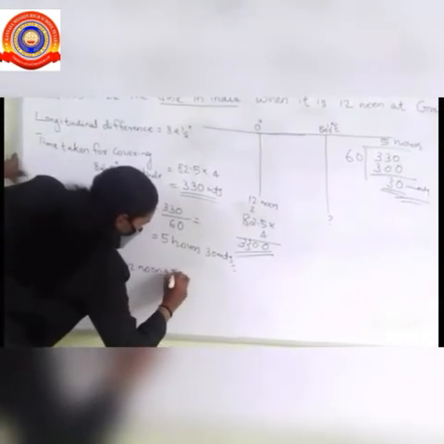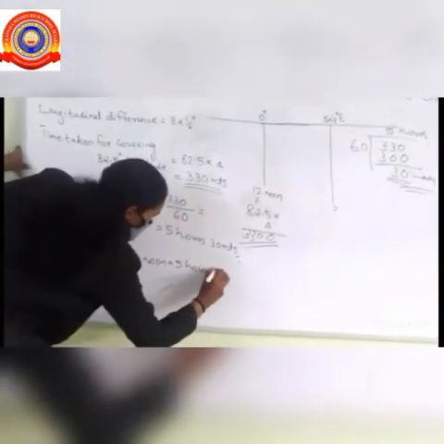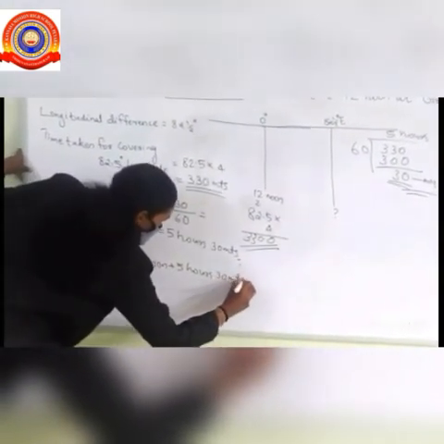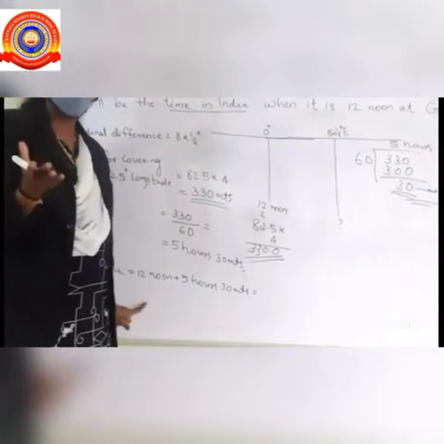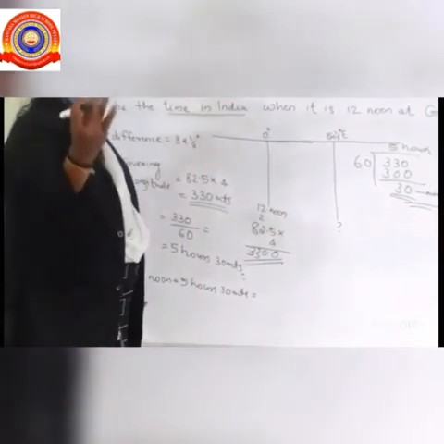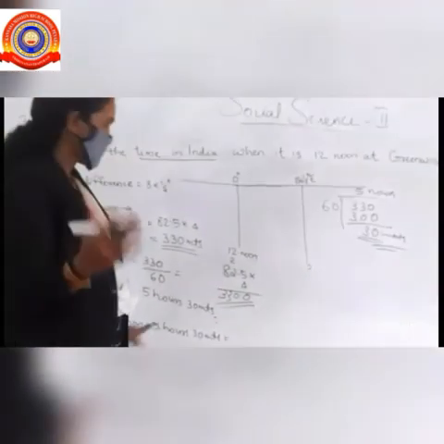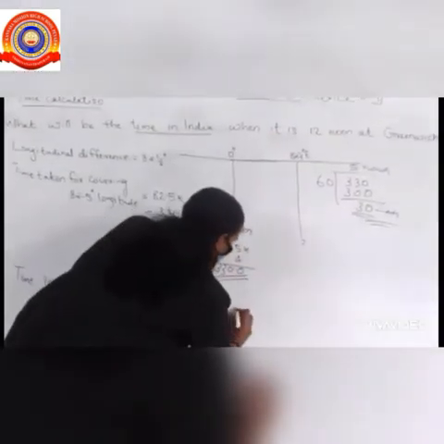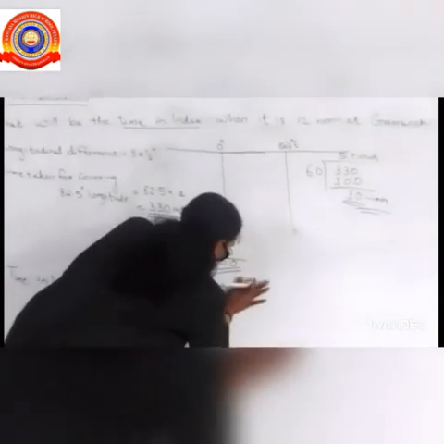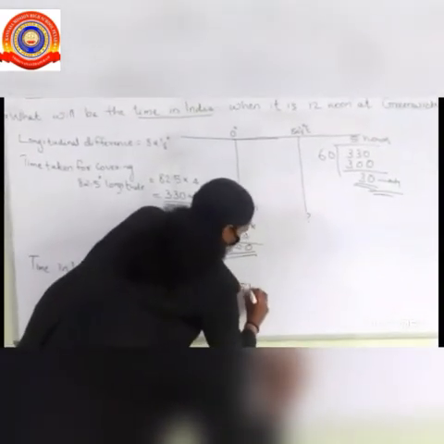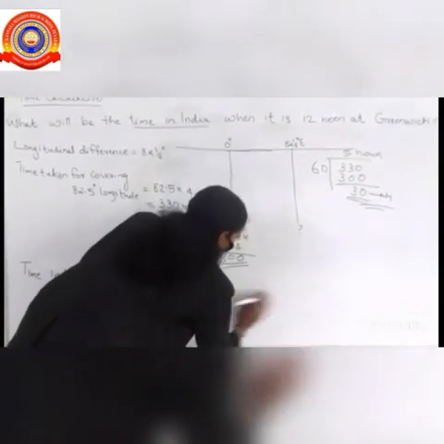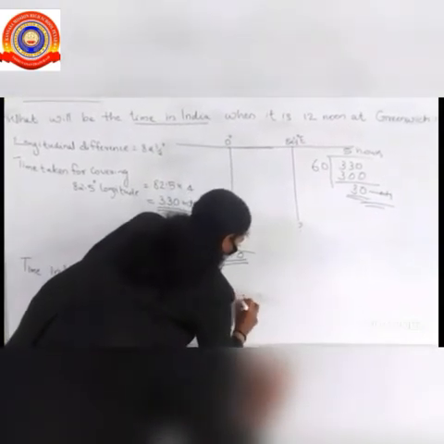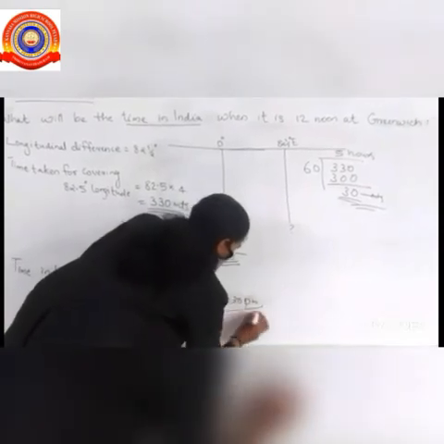When we add 5 hours 30 minutes to 12 noon, we get, look, 12 noon plus 1, 1 p.m., 2 p.m., 3 p.m., 4 p.m., 5 p.m., plus 30. That means 5 hours 30 minutes. That means 5:30 p.m. Hope all of you understood it.